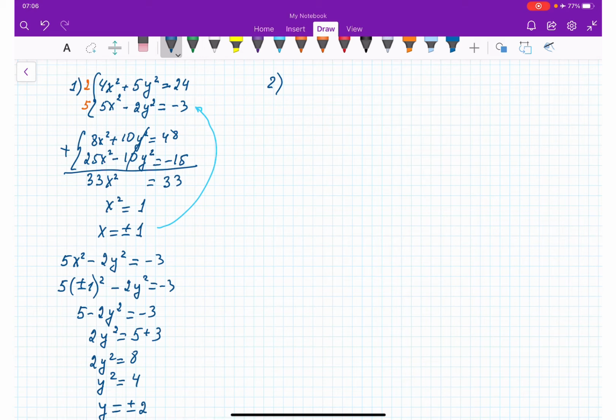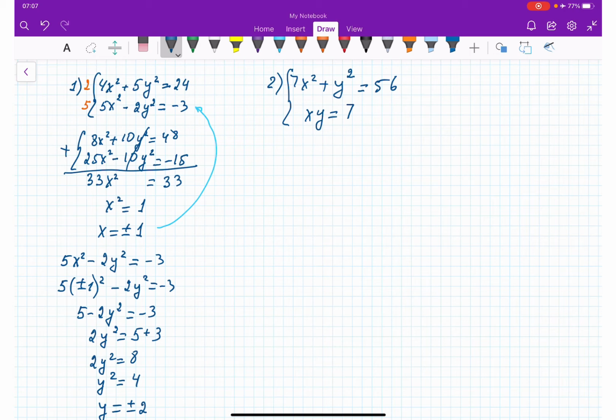What do we have? 7x squared plus y squared is equal to 56. And we have xy equals 7. Well, in this case, I have no choice, I have to use the method of substitution because I have a multiplication, xy is equal to 7, right? Okay, so how am I going to solve it?